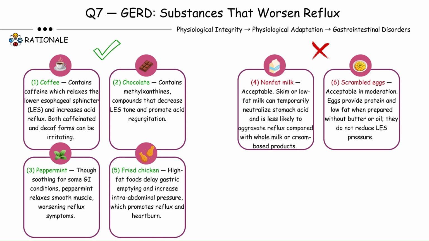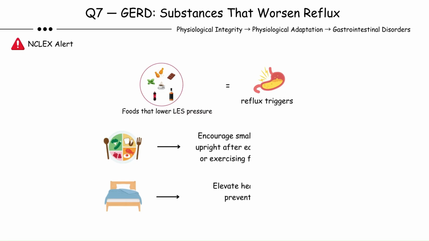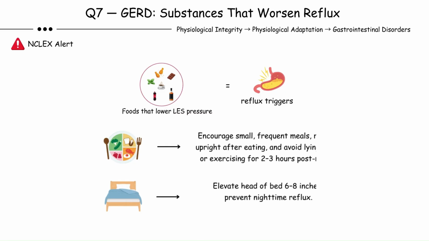Now, let's pull out a few NCLEX-style alerts from this topic. For GERD, remember the main trigger foods that relax the lower esophageal sphincter: caffeine, chocolate, peppermint, fatty or fried foods, carbonated drinks, and alcohol. In addition to avoiding these, teach clients to eat small, frequent meals, stay upright after eating, and avoid lying down or exercising for 2 to 3 hours after a meal. At night, raising the head of the bed about 6 to 8 inches can significantly reduce reflux episodes.